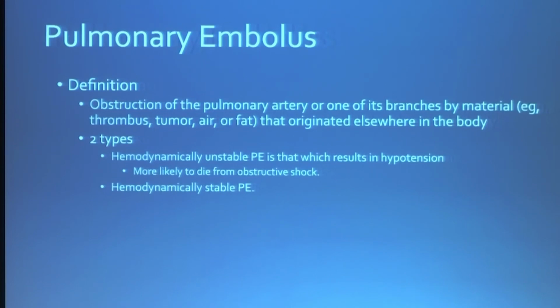Pulmonary embolus can cause cardiogenic shock from obstruction of the pulmonary artery or a branch, and it can be anything: thrombus, tumor, air, fat. Thrombus is anything that came from someplace else in the body. Two types. You can have a hemodynamically unstable pulmonary embolus. You get hypotension, and that patient is most likely to die from obstructive shock, because obviously blood's just not getting through the pulmonary vascular system. We get hemodynamically stable pulmonary emboli all the time, however. They maintain well, they have symptoms.